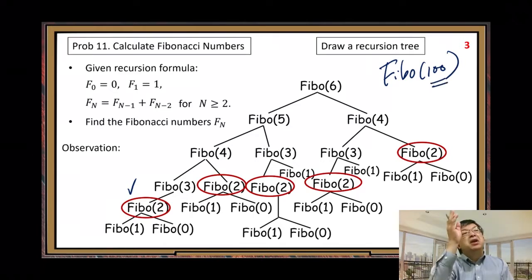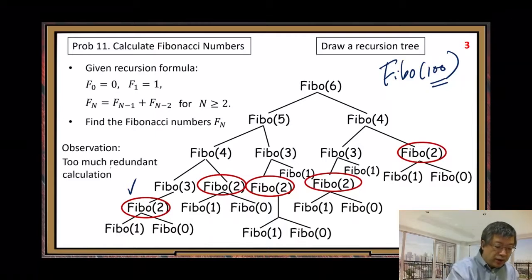How many times will certain smaller Fibonacci numbers be repeated? Can you get that idea? Many, many times. Some Fibonacci numbers have to be repeated many, many times. That's the reason it is so slow. So the conclusion is there is too much redundant calculation in this method.